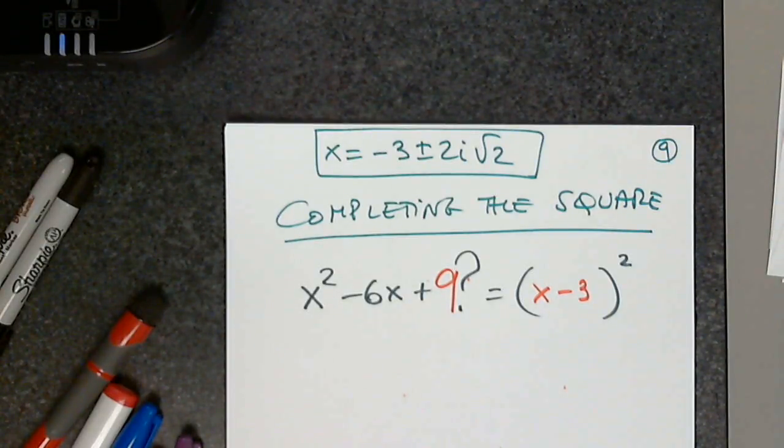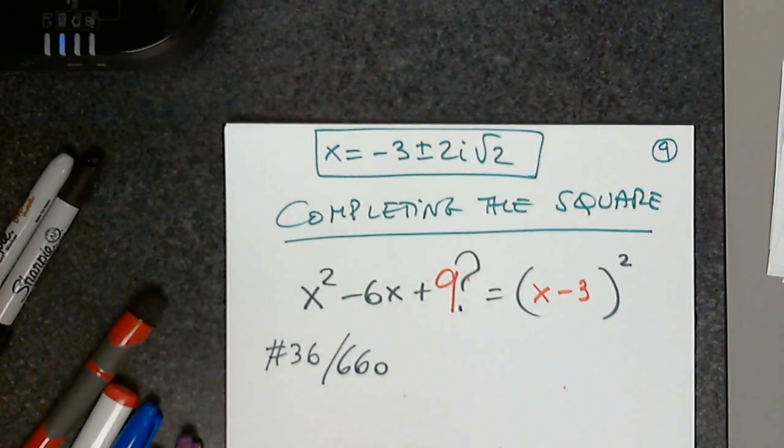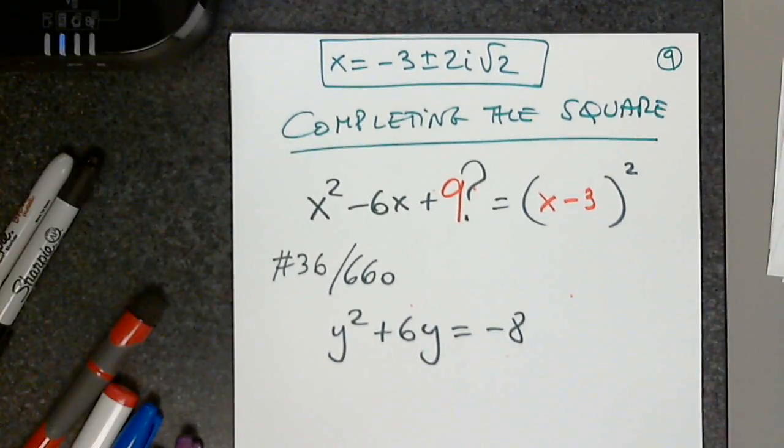Let's say problem 36 on page 660. And we have y squared plus 6y equals -8. You can say, yeah, I'm going to move 8 to the other side. I'm going to factor into y plus 2, y plus 4, and I'm done. True. But we are forced to use completing the square.